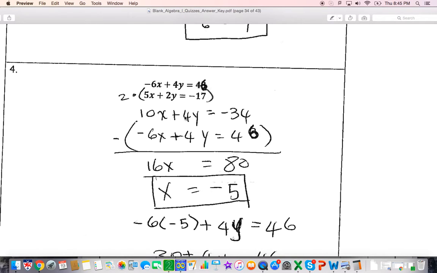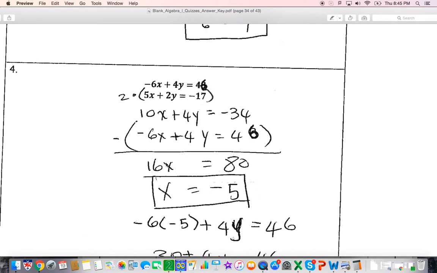All right, now we have a 4y here, and of course there was a 4y originally, and they are of the same sign, so in order to eliminate them, we have to subtract one equation from the other. So 10x minus negative 6x should give you 16x. 4y minus 4y eliminates the y, and negative 34 minus 46 should give you negative, I seem to have dropped a negative sign here, should give you negative 80. Or maybe it didn't print, who knows.